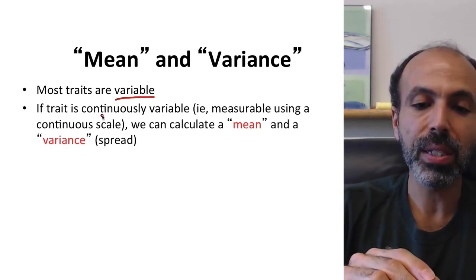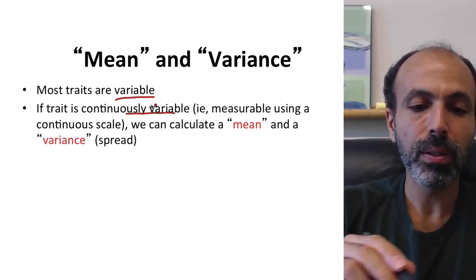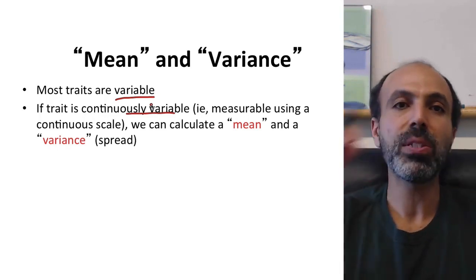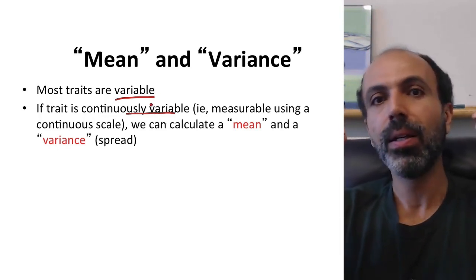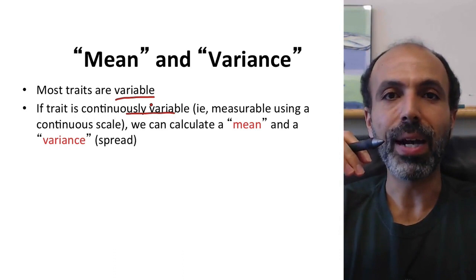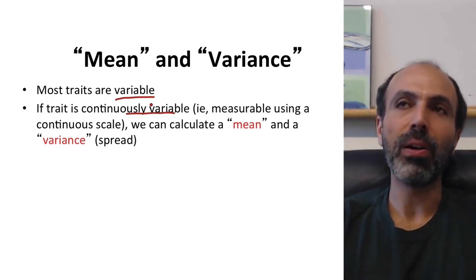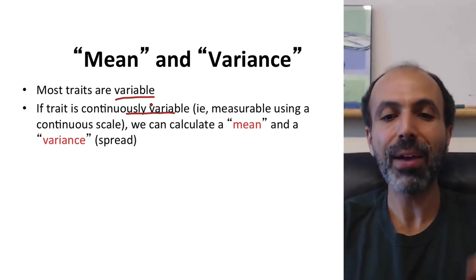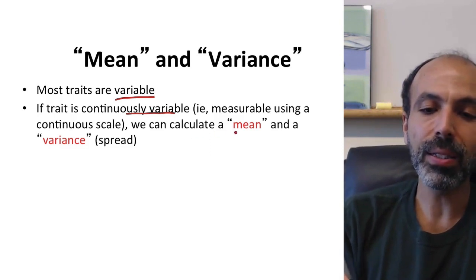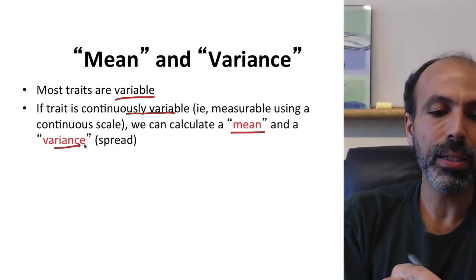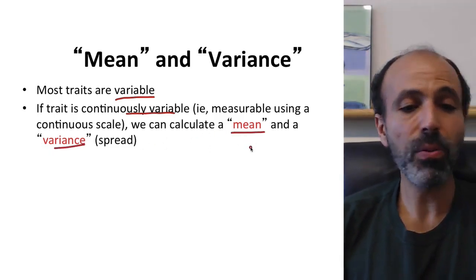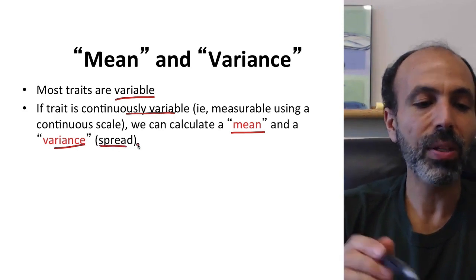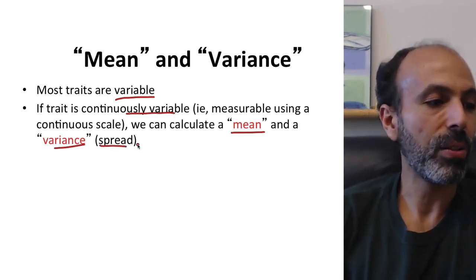Now, if a trait is continuously variable, meaning that you have all these different steps, so something like height, you can be 5 foot 9 inches tall, 5 foot 10 inches tall, 5 foot 11 inches tall, 5 foot 11 and a half inches tall. Then we can calculate a mean and we can calculate a variance. Now, many of you are familiar with variance in the context of just thinking of it as the spread of values. And I can depict this.